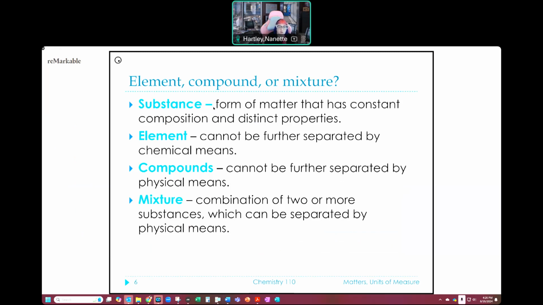Okay? So we can talk about salt water. That's a substance because it has constant composition and distinct properties. Okay?